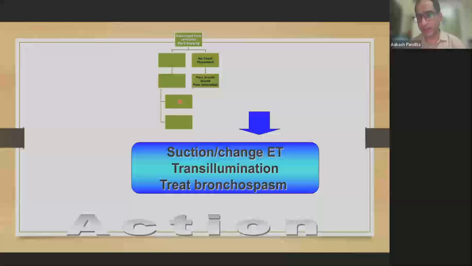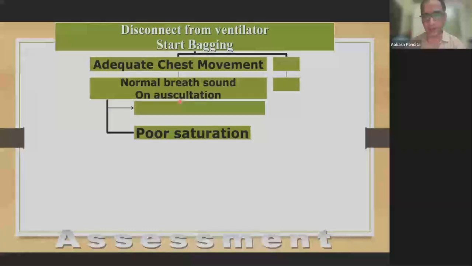The common bedside test whenever we are suspecting pneumothorax is transillumination. If the transillumination test is positive, we can directly put a needle in the second intercostal space, mid-clavicular line, to get immediate relief. Or if there is a spasm, we can use bronchodilators to release the spasm.